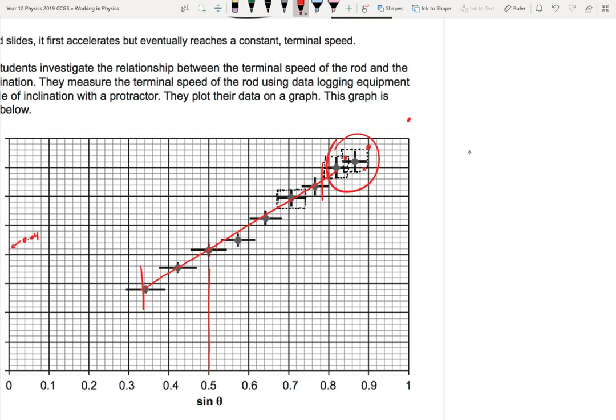So the marking key actually said the error bars overlap. The value of the sine of 0.82 lies within the uncertainty range of the terminal velocity of 0.87. So we're saying that the uncertainties overlap. Without further measurement, it's difficult to determine whether the line is curving at the top. But then the marking key also says, using a good experimental justification, allow 1 to 2 marks. So the markers are right. If a kid gives a good justification, give them the mark.